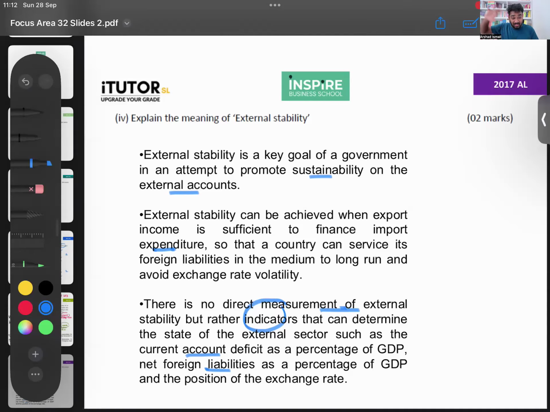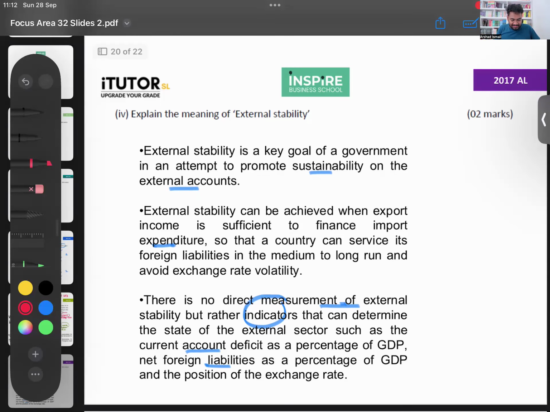So if your current account is not on a huge deficit, and your liabilities aren't really increasing, that means external stability. If you can match the amount of money coming in with the money going out, that means you're stable. Internal stability is within your country. If you can keep your inflation and all of those stable, that is internal stability.